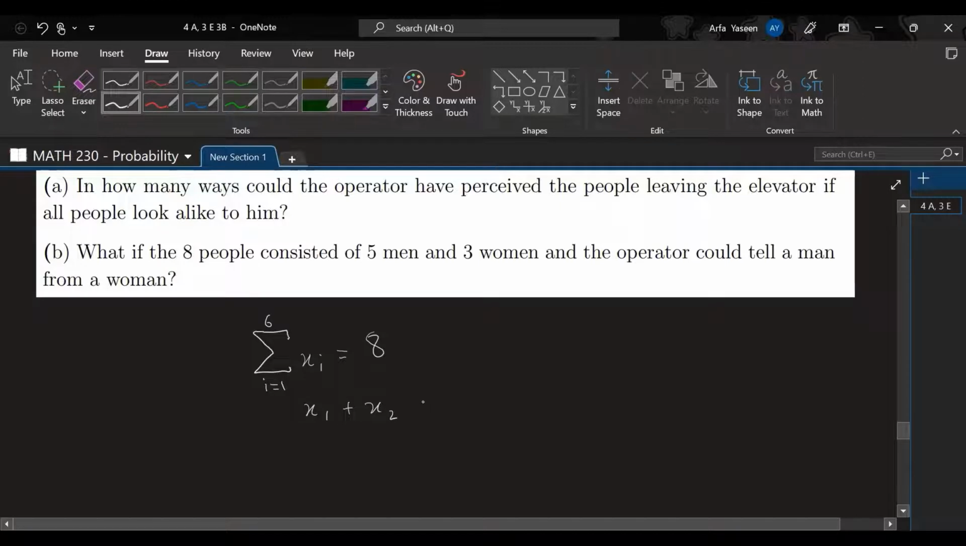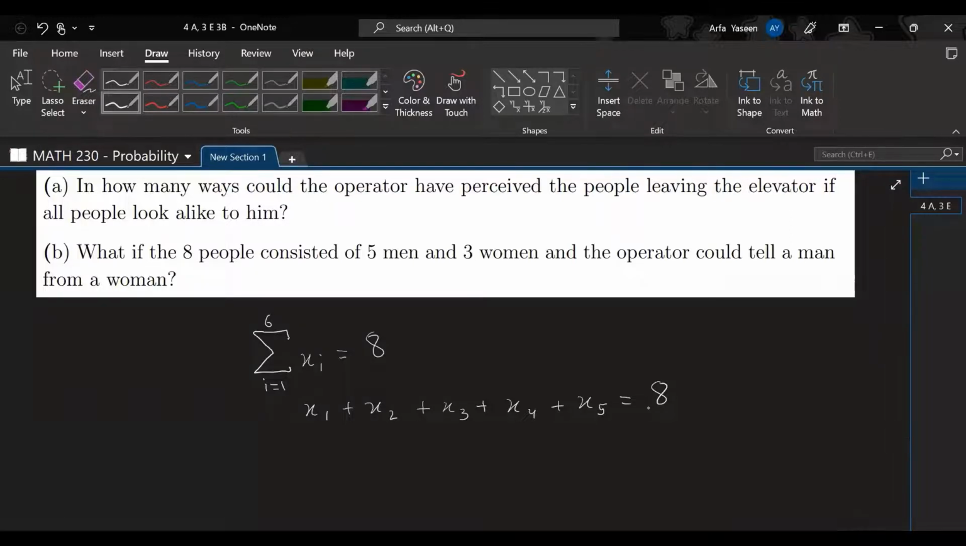So each xi tells us the number of people that leave the elevator on the ith floor. We need to find the number of non-negative solutions to this equation, not the solutions themselves, but the number of solutions. And I say non-negative because again किसी फ्लोर पे ऐसे भी हो सकता है कि कोई भी ना निकले.